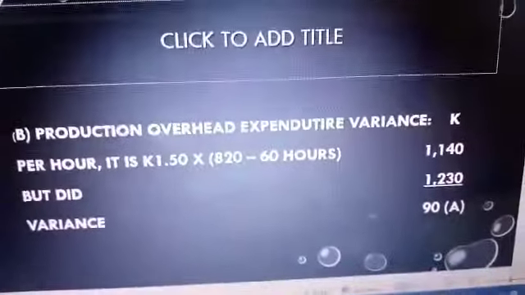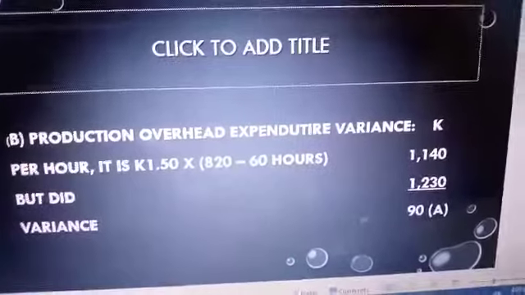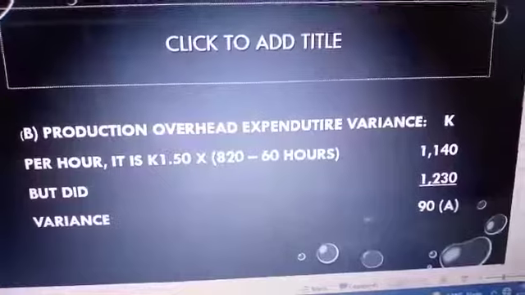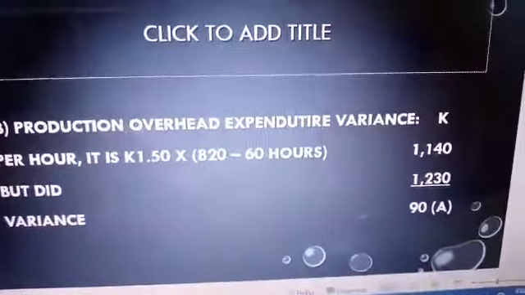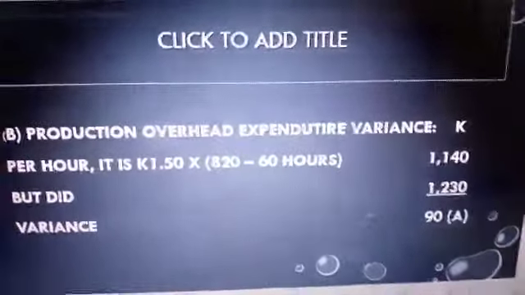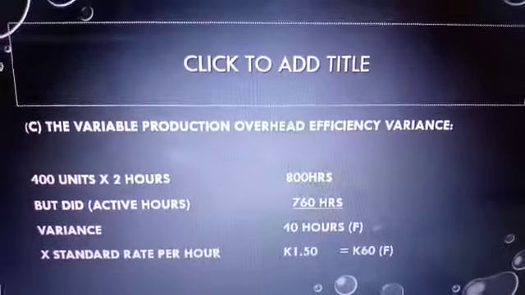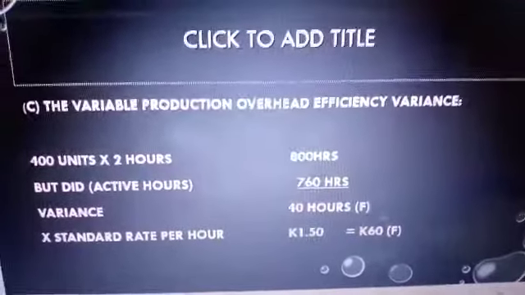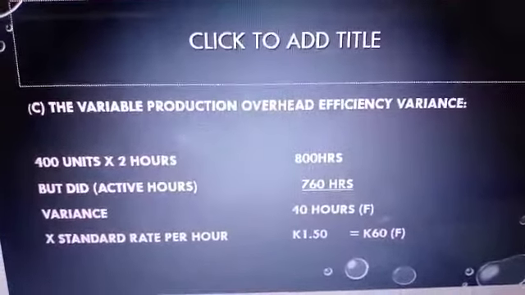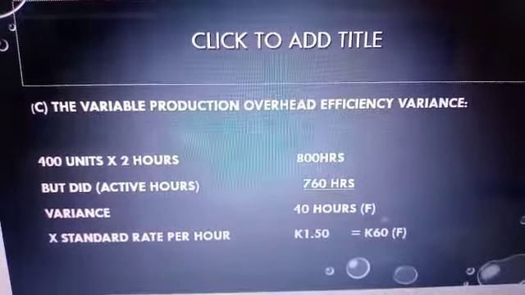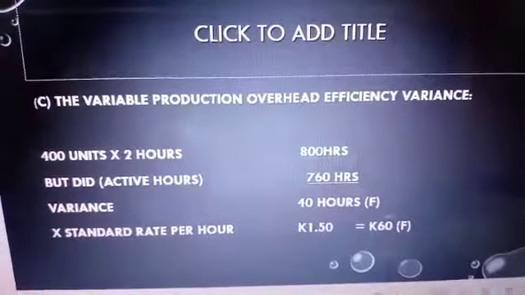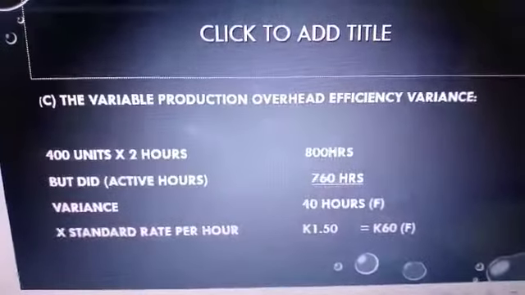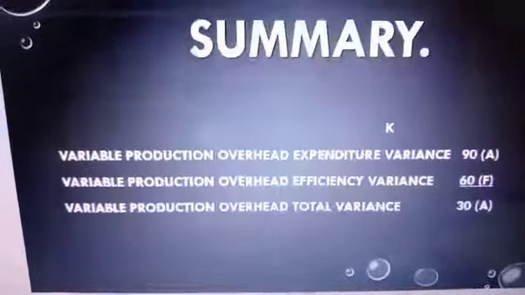adverse. When you look at production overhead expenditure variance, you're looking at the rate here, which is 1.50. And of course, you subtract the idle time because they don't matter there. And then you compare, you get 19. The variable production overhead efficiency variance. Efficiency is about time. For 400, you would have spent 2 kwacha per hour, you get 800. And you did spend 760 hours, and then you have those hours and you cost at the rate, you get the variance there, which is adverse.